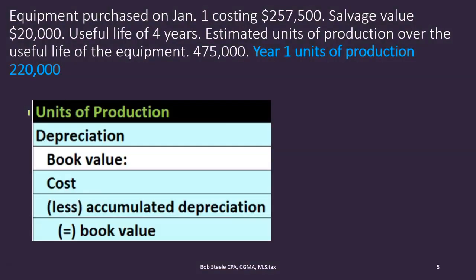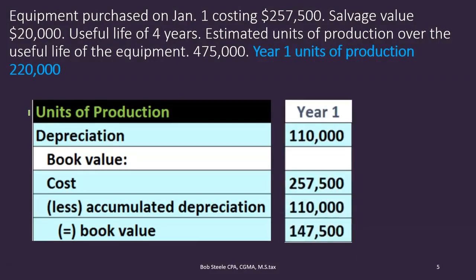So if we were then to do our calculation in terms of the book value, in terms of our table, we say the depreciation for year one is the 110,000 we just calculated. How do we calculate the book value? We take the cost, the 257.5, less the accumulated depreciation. What is accumulated depreciation? It's last year's accumulated depreciation plus the current year's depreciation expense, or the accumulation of all depreciation over the life up until this time period, which is just the current year. Therefore, it's the 110,000. And if we subtract that out, then we have a book value of 147.5.